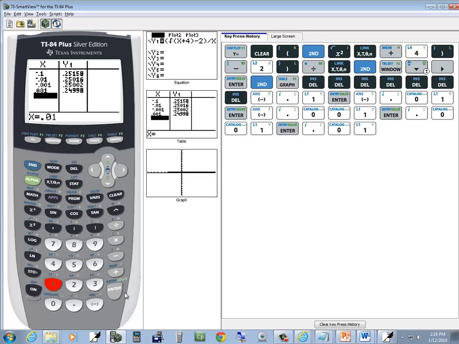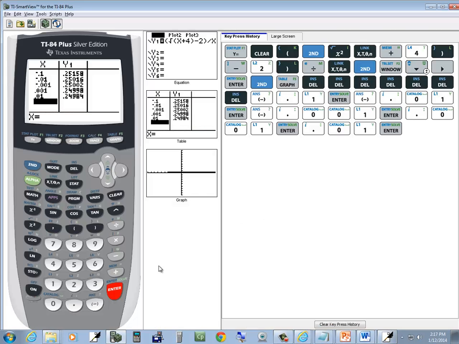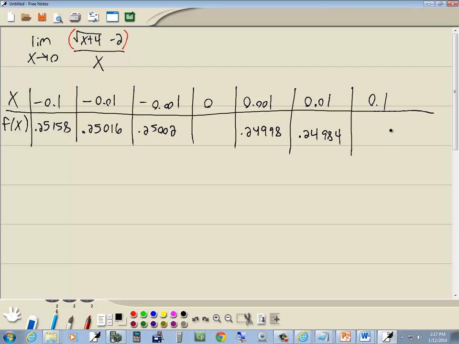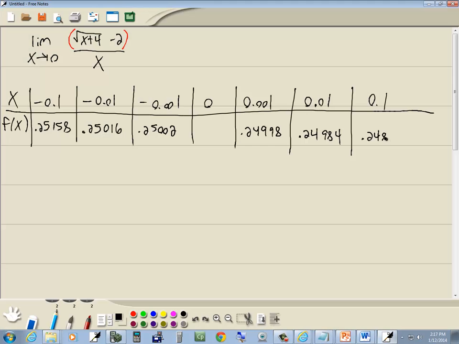0.01. So we've got 0.24984. And then our 0.1. So 0.1, enter. And then we got 0.24846.